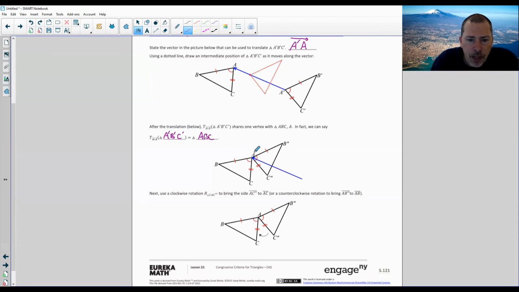So that transformation of A prime, B prime, C prime equals triangle ABC. But it's not ABC yet because it's not right where the other one is. So this is really the transformation of A prime, B prime, C prime to the triangle A, B double prime, C double prime.